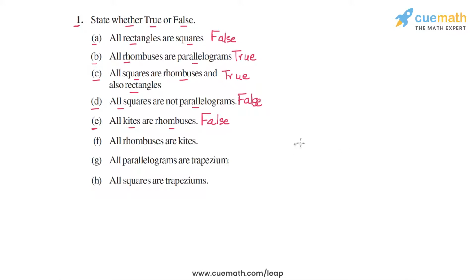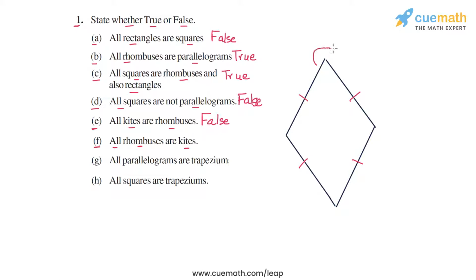Alright, now let's go to statement F. Statement F says all rhombuses are kites. What is a rhombus? A rhombus is a parallelogram in which all the 4 sides are equal. So a rhombus satisfies all the conditions of being a kite. We have one pair of adjacent sides equal. We have the other pair of adjacent sides also equal. So a rhombus is a special case of a kite in which all the 4 sides happen to be equal. So statement F is true.